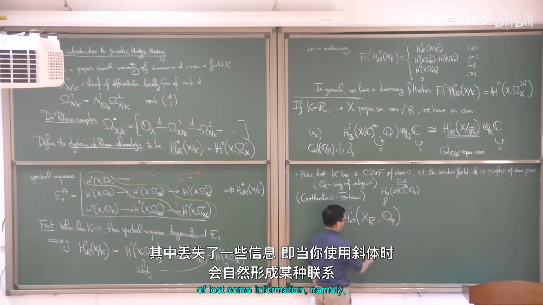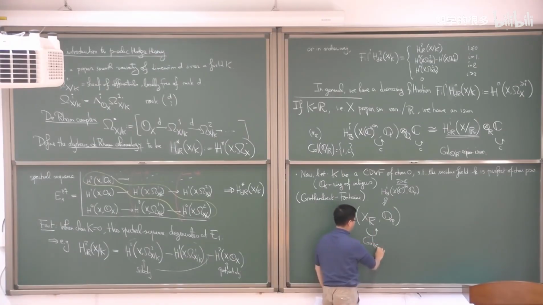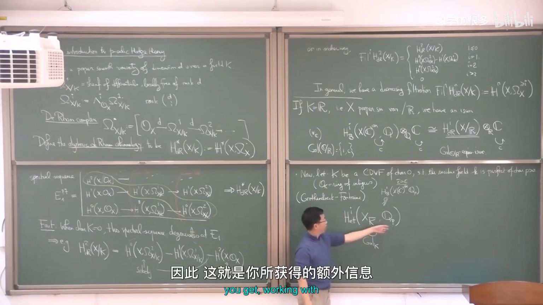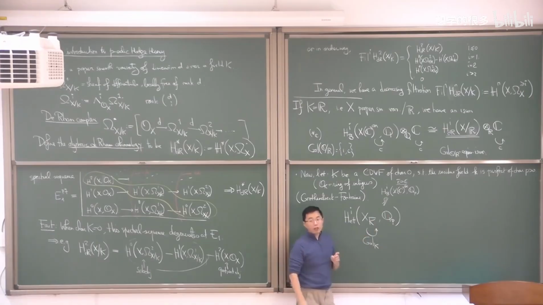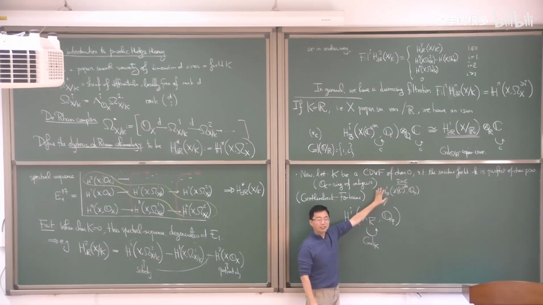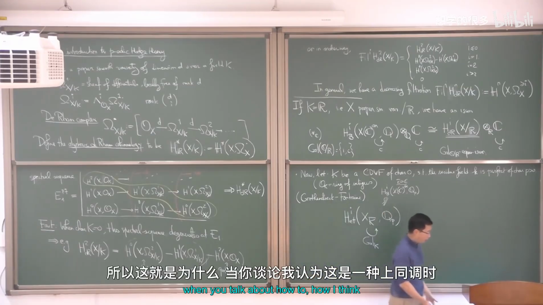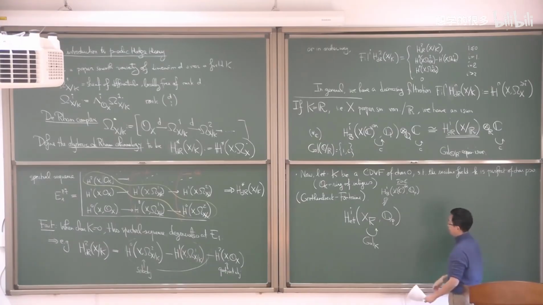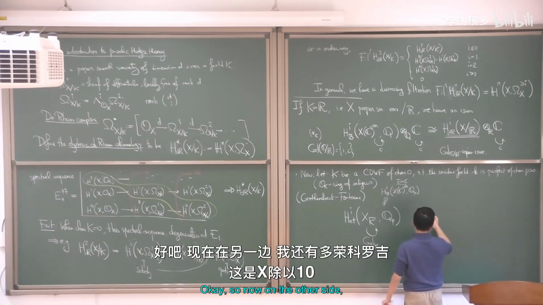But this isomorphism lost some information, namely, whenever you have étale cohomology, it naturally carries an action of the Galois group. So that's additional information you get by working with so-called étale cohomology. Except that you can just pretend it's just singular cohomology. So that's why when people talk about étale cohomology, I don't think about the axioms. I think that's just singular cohomology. There's nothing different here.